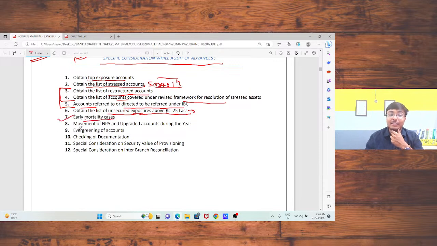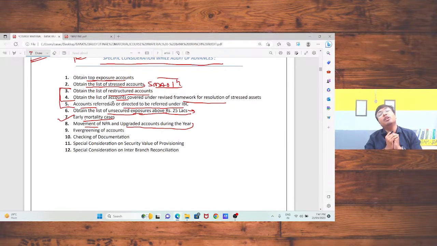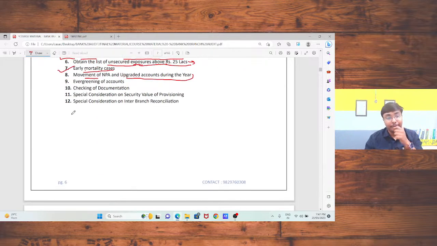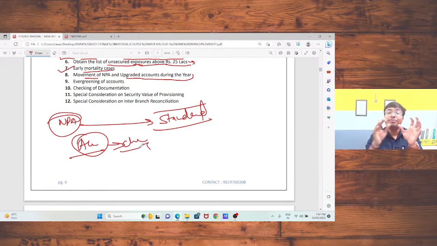Early mortality cases we have already discussed. Next is movement of NPA and upgraded accounts during the year. Take special care of that. Take the list, and then what do you have to do? You should check the account statement for that particular borrower, convert the text file into an Excel file, and check the transactions. If an account was earlier NPA and is now converted to standard, that means a regular account, take the account statement and check on what basis the account is considered standard from NPA, from which account the amount is credited in the same account, and from which account the transactions are happening. These are the points we need to be very careful about at the time of our bank audit.